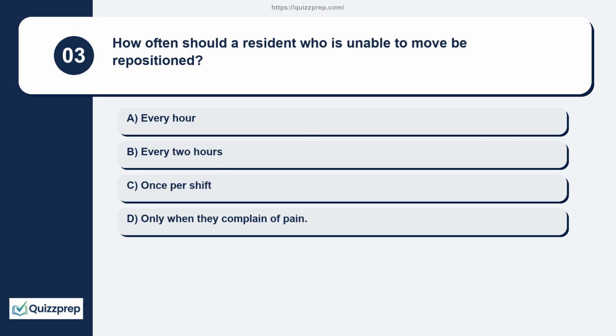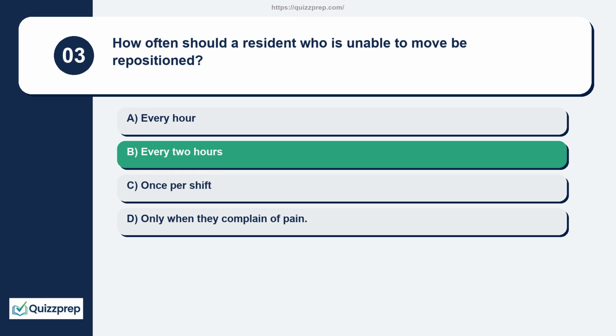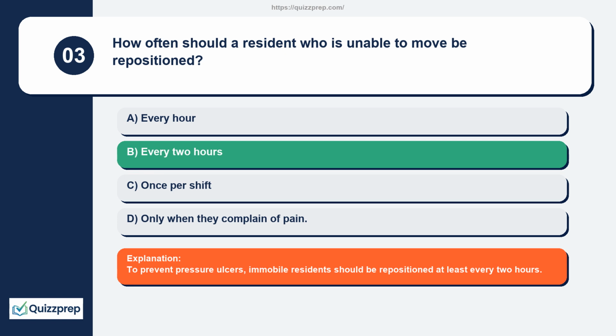Question 3. How often should a resident who is unable to move be repositioned? Every hour. Every 2 hours. Once per shift. Only when they complain of pain. To prevent pressure ulcers, immobile residents should be repositioned at least every 2 hours.